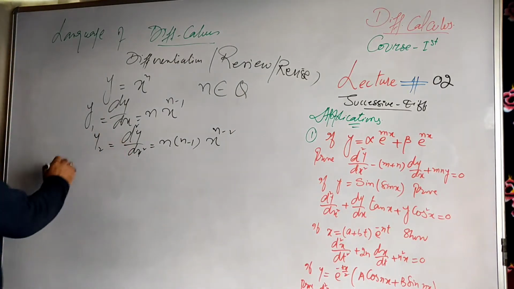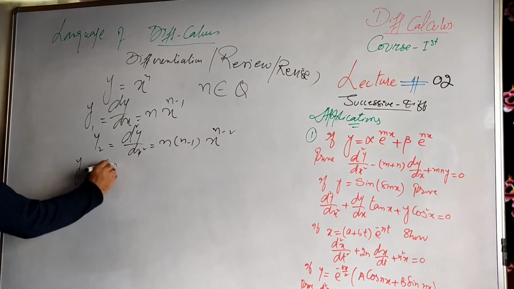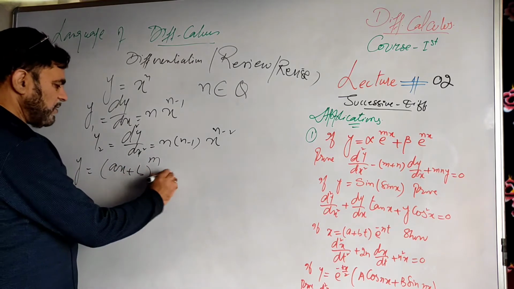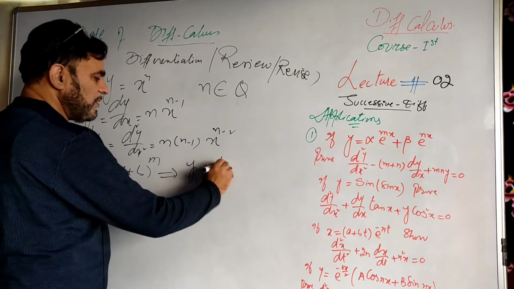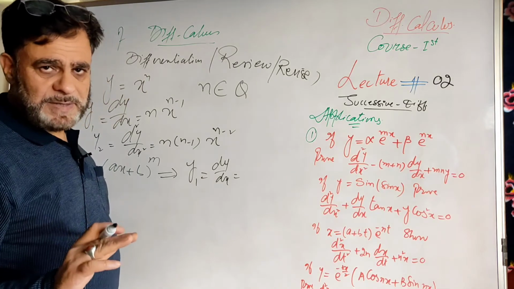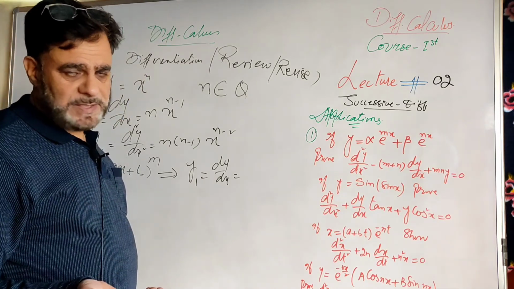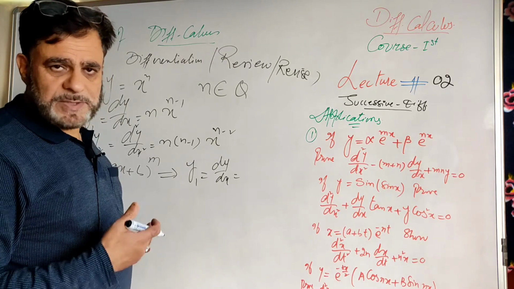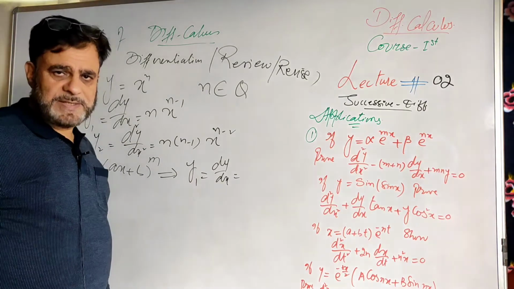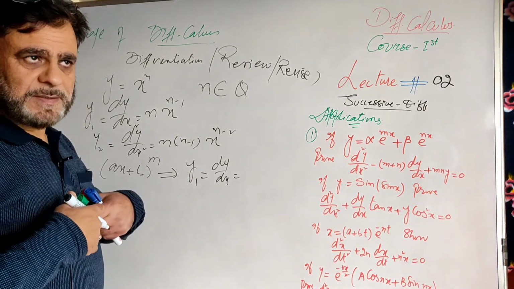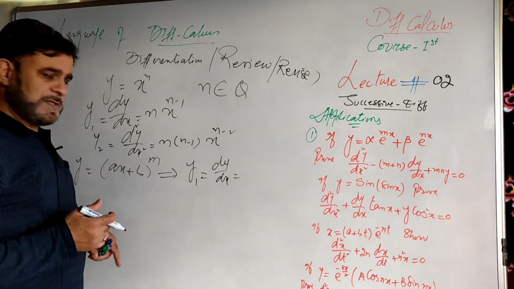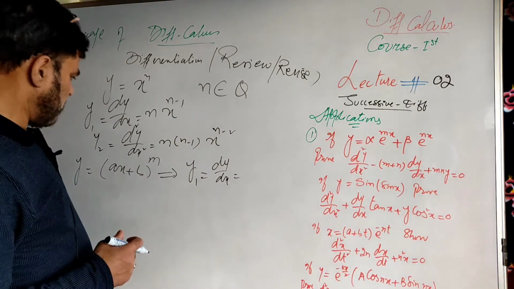Similarly, if you have y is equal to (ax plus b) raised to power m, this implies your first derivative y1, which is also dy by dx. I am just bringing something from the unconscious level to the conscious level. I know you have already done it; without this, you could not pass your 12th class. I want to bring these concepts that you have already done from the unconscious to the conscious level.